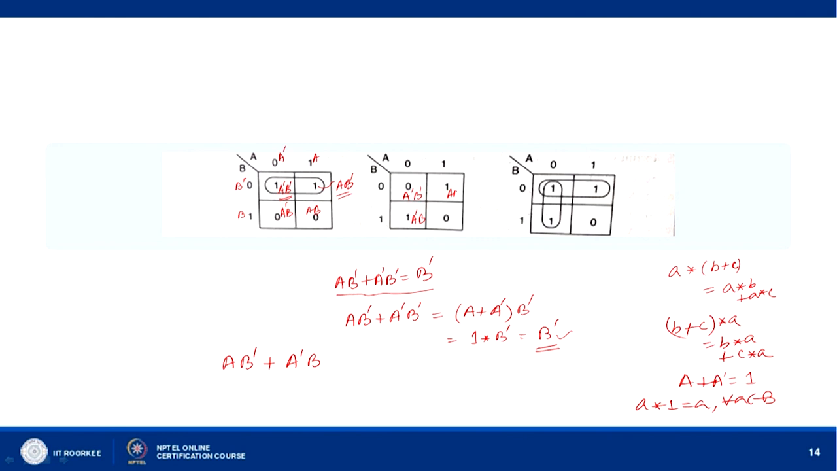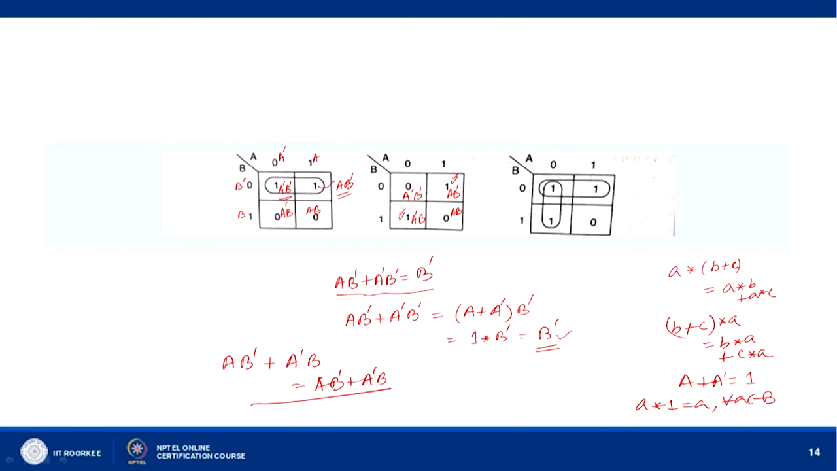Which squares represent A B dash and A dash B? A B dash is this, and A dash B is this. Now, these two squares are not adjacent, because A B dash and A dash B do not differ in exactly one literal. So, they are not adjacent squares and therefore, we cannot make a loop. So, A B dash plus A dash B will be equal to A B dash plus A dash B.